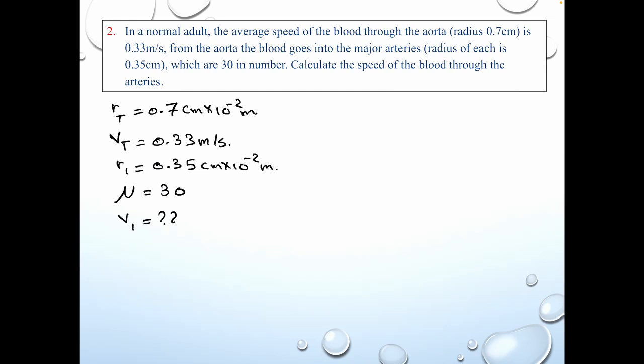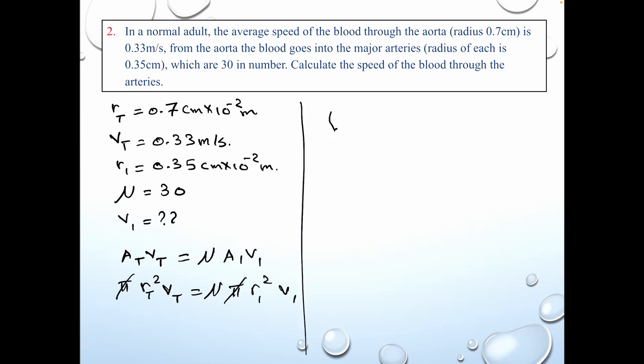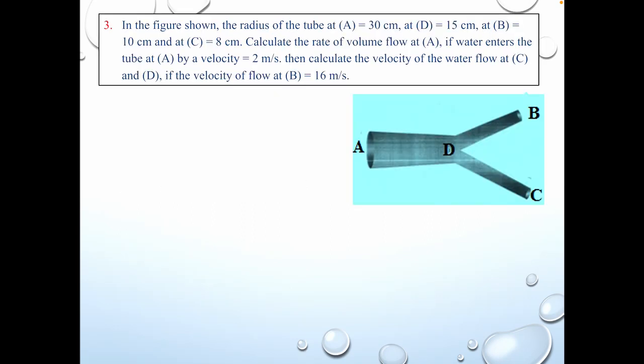V1. Our rule is A total times V total equals n times A1 times V1. Pi R total squared times V total equals n times pi R1 squared times V1, cancel those pi. R total is 0.7 times 10 to the power of negative 2, all squared, V total 0.33, equals 30, R1 is 0.35 times 10 to the power of negative 2, all squared, times V1, which is unknown. From this we can calculate V1, which is 0.044 meter per second.